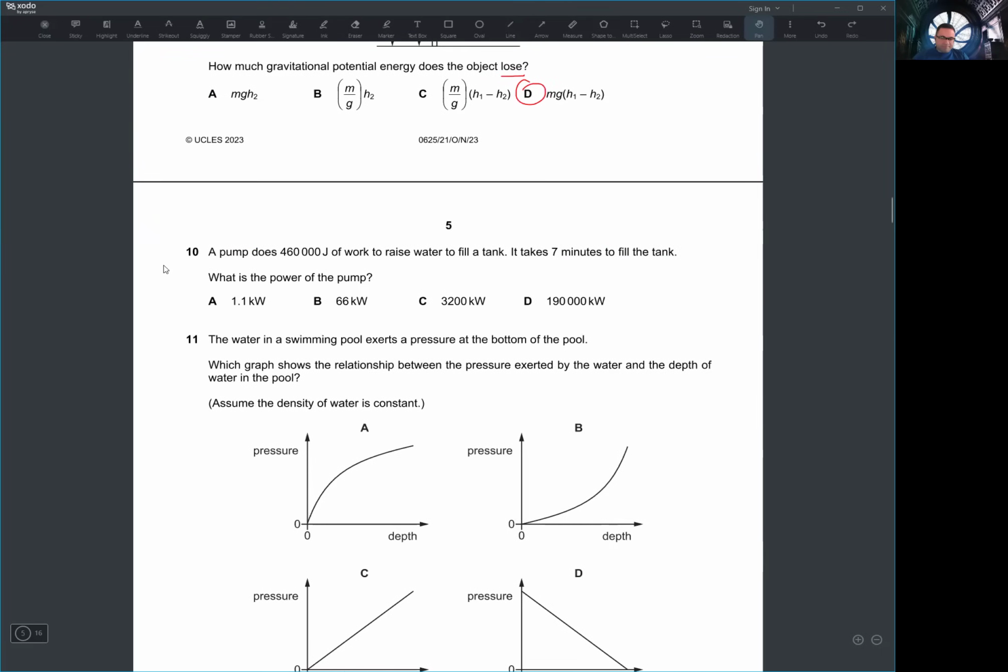A pump does 460,000 joules of work. To fill a tank, it takes 7 minutes to fill the tank. What's the power? We know the work. Power is work over time. So 460,000 divided by 7. This is in minutes, so times 60, because we have to convert it from minutes to seconds. It's 1,095. No, I don't want that. It has to be in kilowatts, not watts. So 1.095 kilowatts. It's two significant figures, so 1.1 kilowatts.